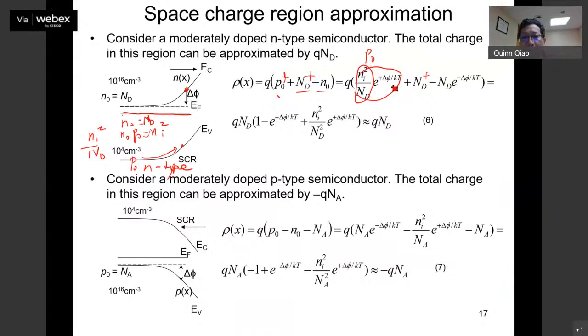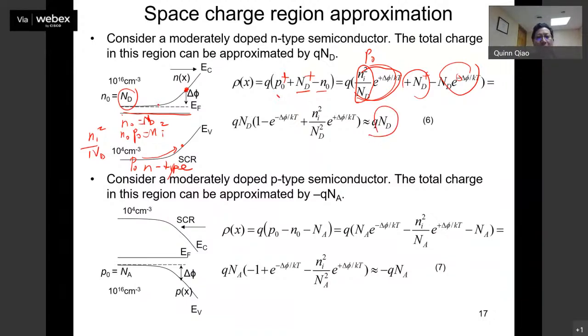And then if you look at this, n0 will be what? Since here is Nd, now energy goes to the top. When it goes to the top, electrons reduce their concentration, right? That's why the exponential is negative, okay? So this is the p0, this is Nd, this is the n0, and then add together, that's almost close to qNd.